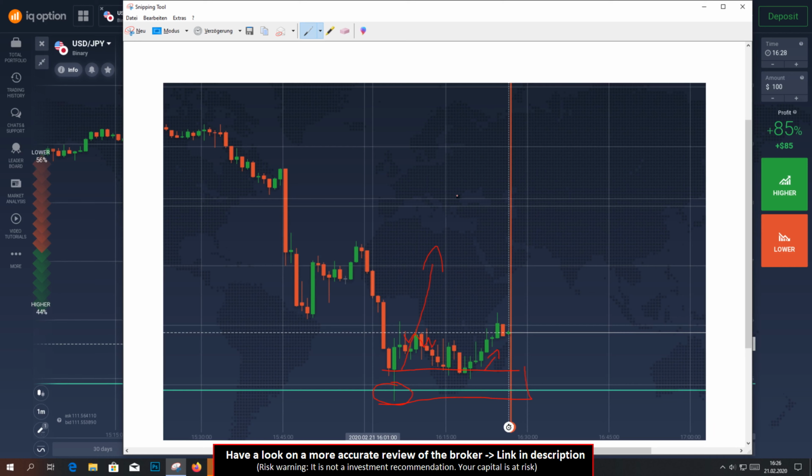This is a typical breakout pullback. I will show you that. You wait for the breakout, the market goes up. Here was the breakout, it makes a pullback, and then you can go in here. Okay, I hope you understand it.